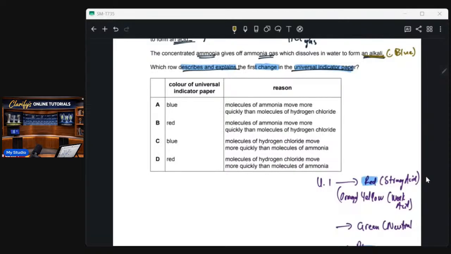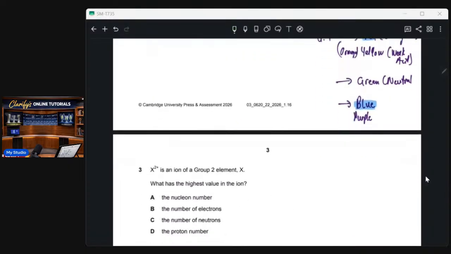So B is out, D is out. Now let's say A and C. A is blue because molecules of ammonia move more quickly. Yes. So diffusion, they like to test it like this. And you must know that they are testing you to show that diffusion depends on mass. The heavier something is, the slower it will diffuse. So, molecules of hydrogen chloride move more quickly? No, it is heavier, so they can't.